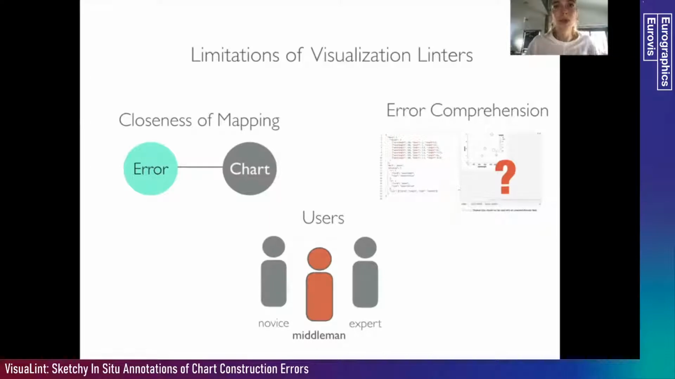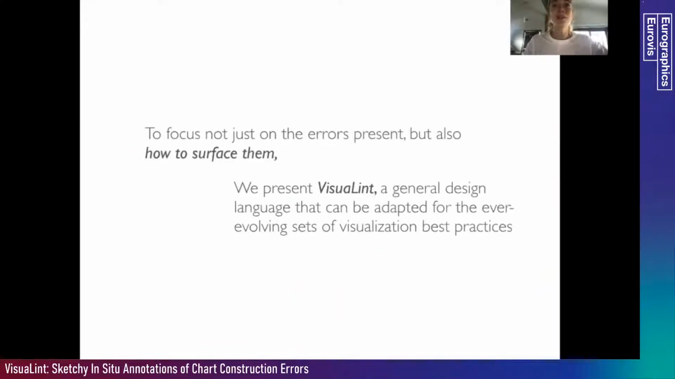What about readers? A related concern above and beyond analytical correctness is how to build skepticism and encourage critique of visualizations. Why have we focused our tools for catching errors in visualizations to authors when broad data literacy is so low? To focus on not just the errors present, but also how to surface them, we present VisualLint, a design language that can be adopted for the ever-evolving sets of visualization best practices.